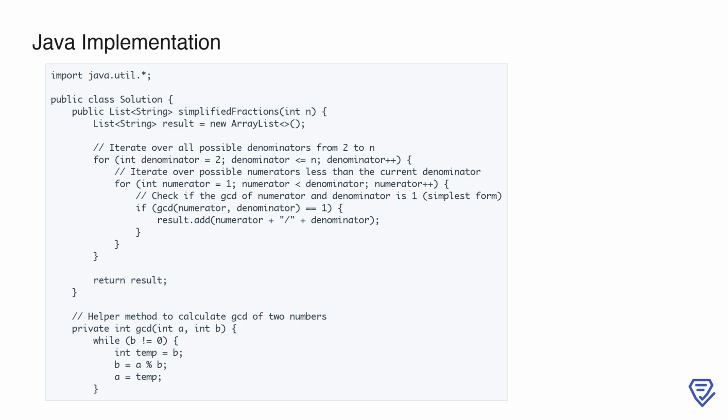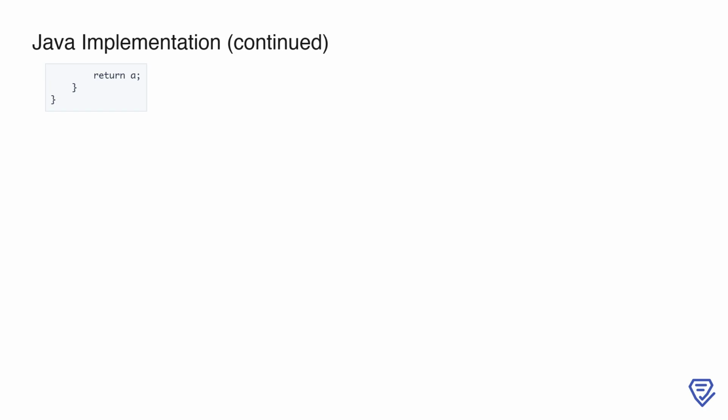To calculate the GCD, we use a helper method, which we define below. The helper method GCD takes two integers, a and b, as input and computes their greatest common divisor using the Euclidean algorithm. The process involves repeatedly assigning b to a and the remainder of a divided by b to b, until b becomes 0. At this point, the value of a is the GCD, which we return. This method ensures that we can efficiently determine whether a fraction is in its simplest form, which is crucial for solving this problem. Once all valid fractions are added to the result list, the simplified fractions method returns the list containing the simplified fraction strings.